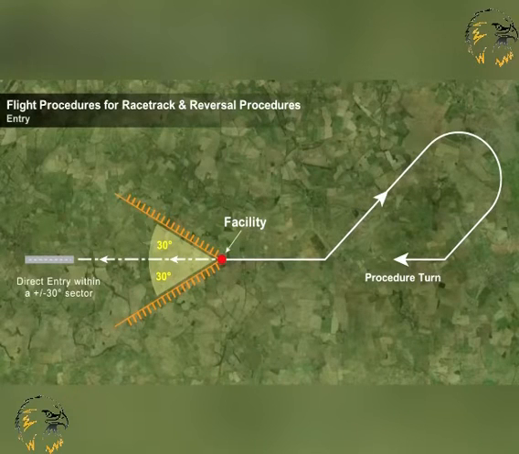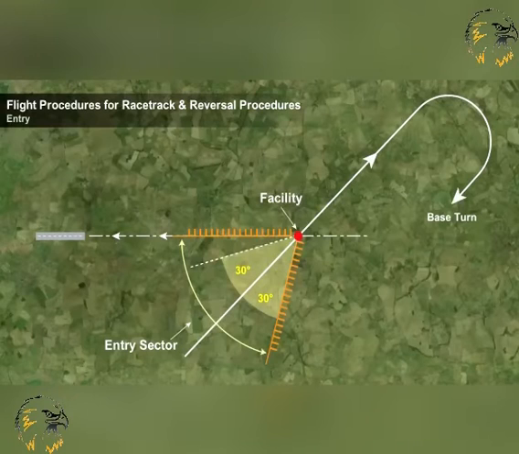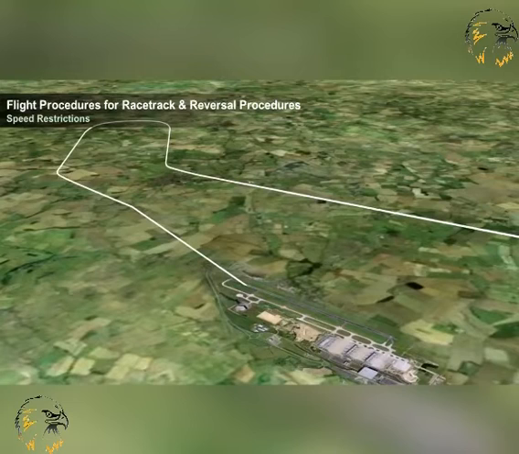Entry. Unless specified otherwise, procedures will be entered from a track within plus or minus 30 degrees of the outbound track of the reversal procedure. For base turns where the plus or minus 30 degrees direct entry sector does not include the reciprocal of the inbound track, the entry sector is expanded to include it. Speed restrictions. These may be specified in addition to or instead of aircraft category restrictions. These speeds must not be exceeded to ensure the aeroplane stays within the designated area.